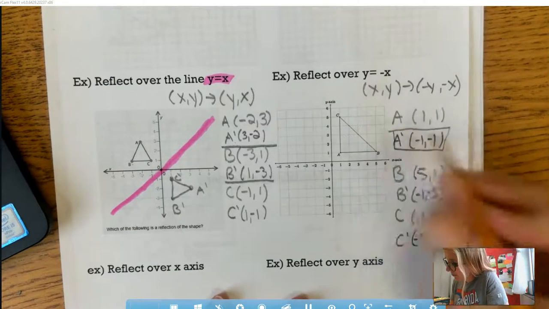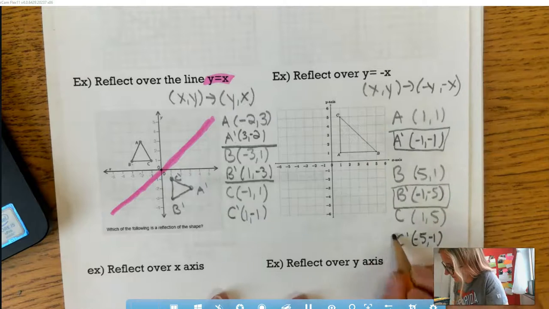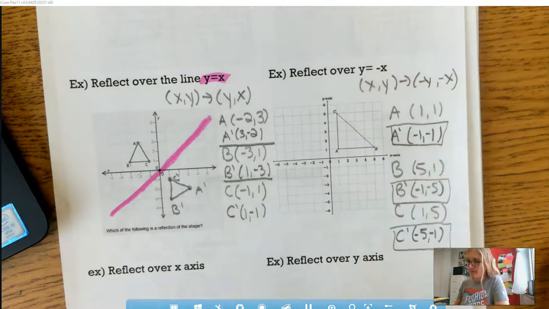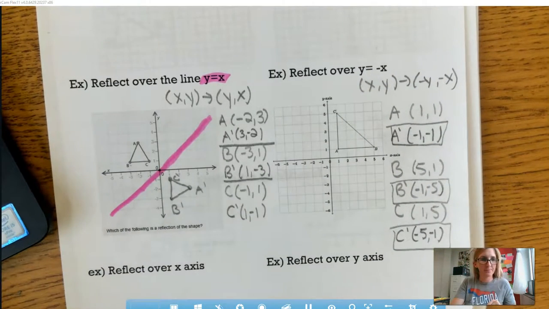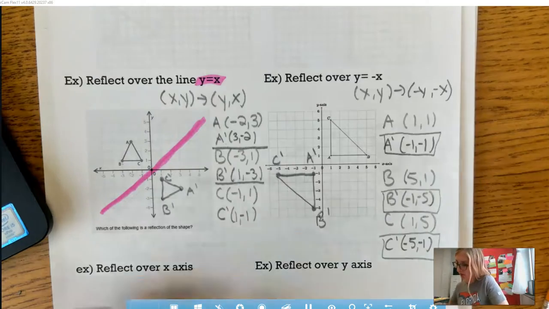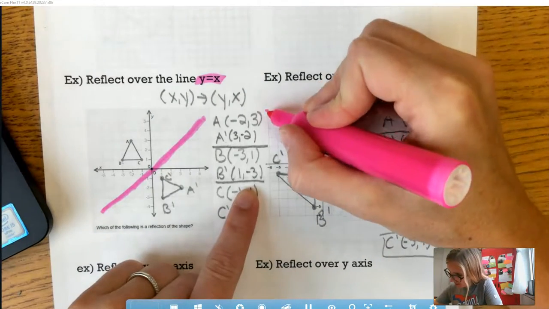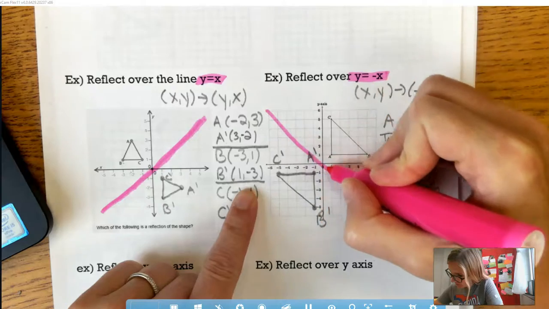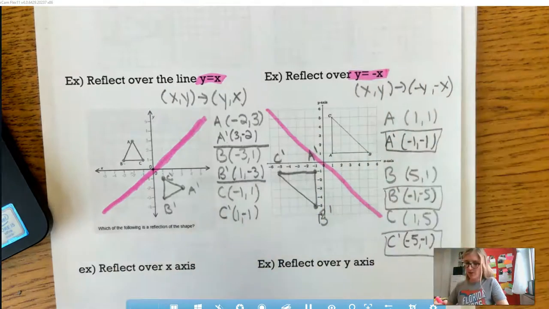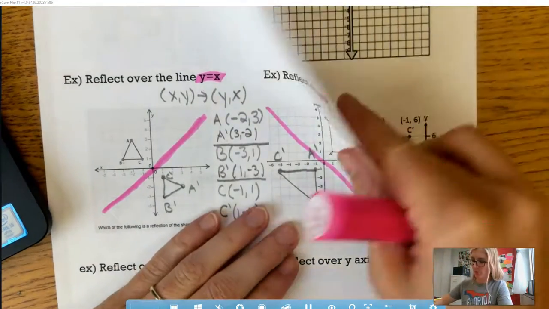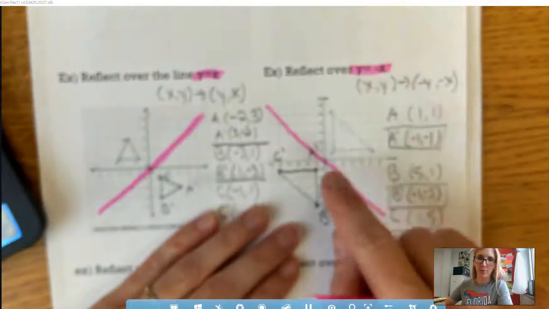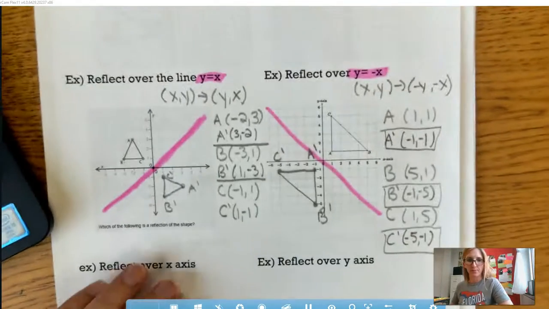All right, let's go ahead and plot A prime, B prime, C prime. This is what your triangle should look like. Now remember, the line y equals negative x is going down from left to right, right through that origin. So this looks like a good reflection, because if I folded it on that line, the points would match up exactly.